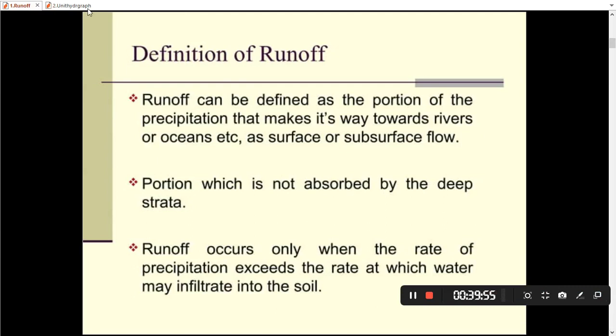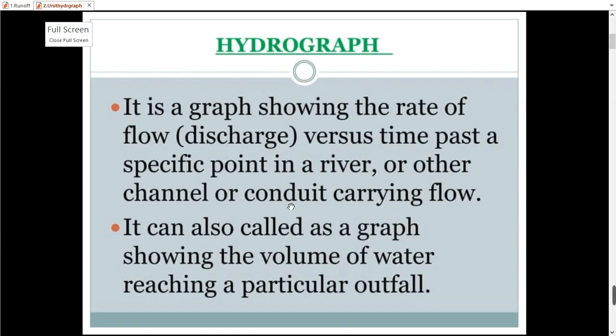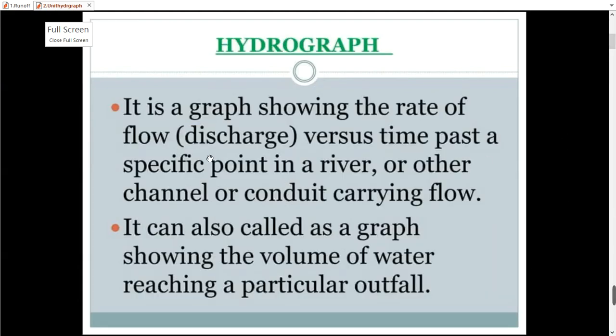Right, and we will see the next part: the unit hydrograph. I will ask the question: what is a hydrograph? Normally you know a graph. It's the graph showing the rate of flow versus time past a specific point in a river or other channel or conduit carrying flow. It can also be called a graph showing the volume of water reaching a particular outflow, right?